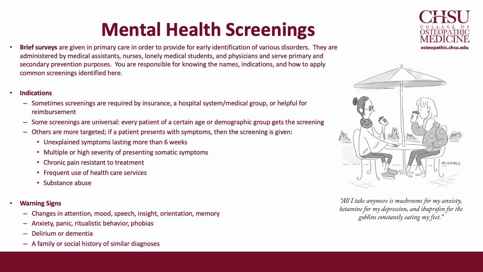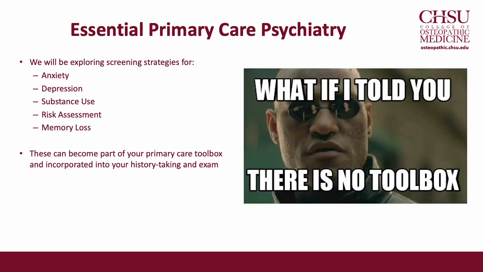Warning signs might include, of course, things like delirium or dementia, family history or social history of similar diagnoses, abrupt changes in attention, mood, speech, insight, orientation or memory, or symptoms that are above and beyond what we might expect on the screening. So we're going to be exploring screening strategies for anxiety, depression, substance use, risk assessment in general, and memory loss. I want these to be a part of your toolbox and incorporate it into your history taking and exam.